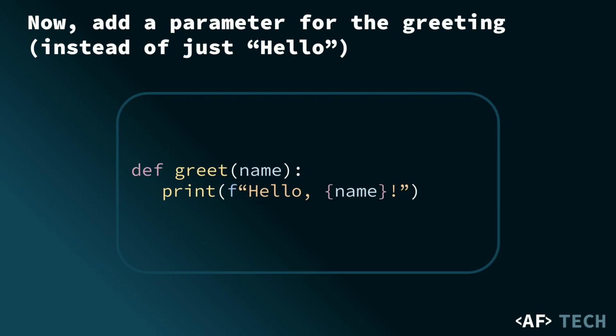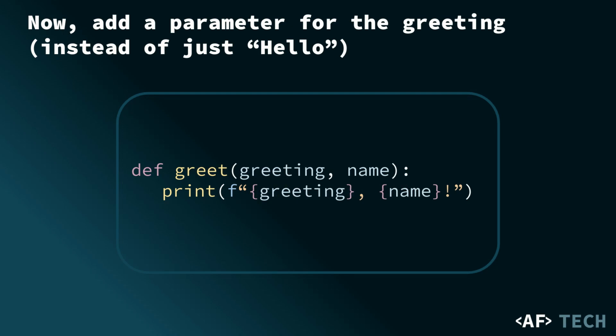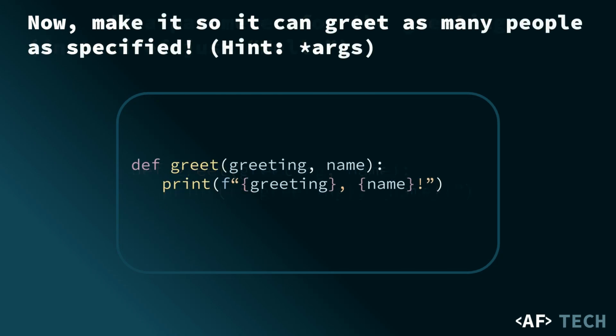Now add a parameter for the greeting instead of just hello, so make it so that you can choose what greeting it is, so maybe hi or hello or how are you doing. Just add another parameter and add another variable in the string. Now make it so you can greet as many people as specified. And here's a hint, use args.